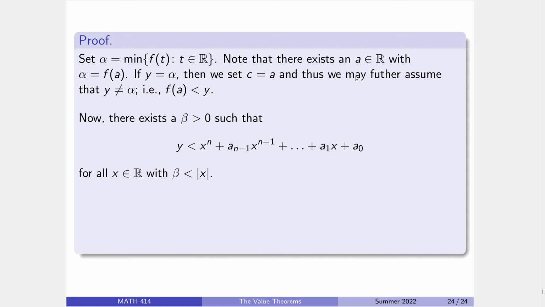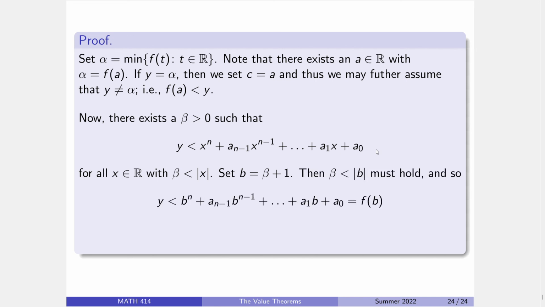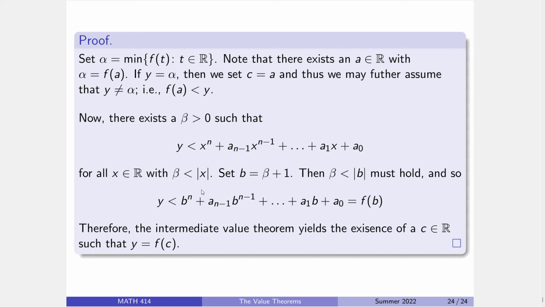Now, as we know, we can find a positive number so that for every x bigger than it, y is strictly less than this right here. Choose B to be beta plus 1. That certainly satisfies beta is strictly less than B. That means y then is strictly less than this, and that has to be equal to f of b. So, hey, f is continuous. f of a is less than y. f of b bigger than y. By the intermediate value theorem, we must obtain that value. And there we go.